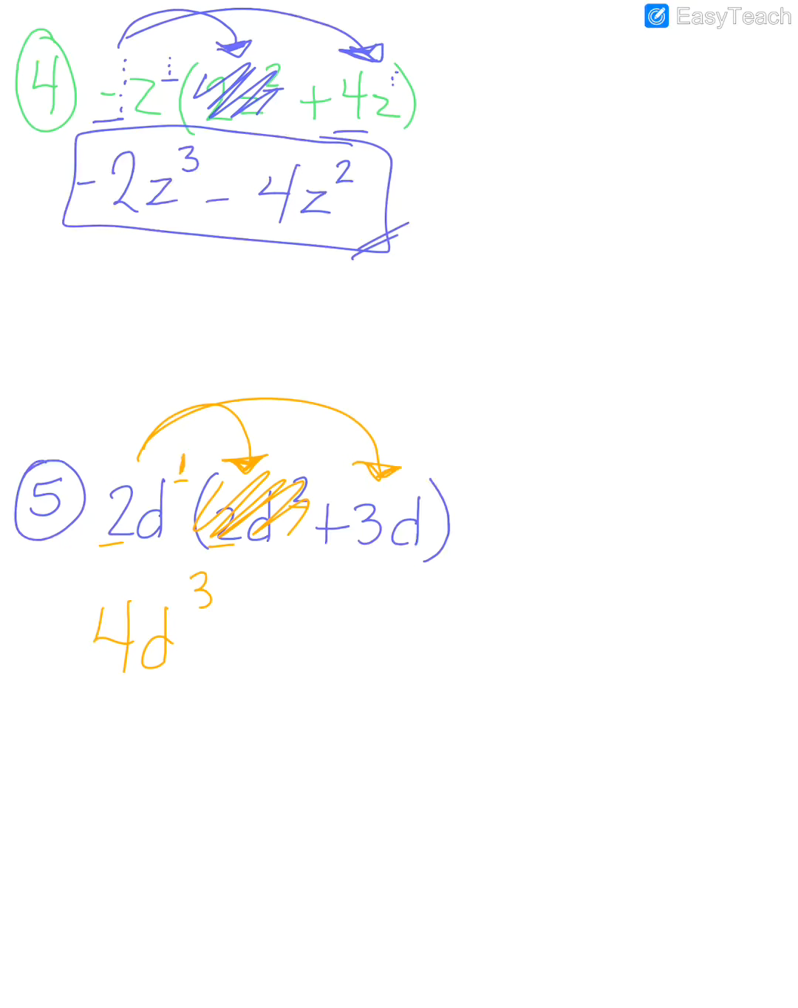And go to the next one. 2 times 3 gives us 6. And then add exponents. Here, invisible 1. That gives us 2.